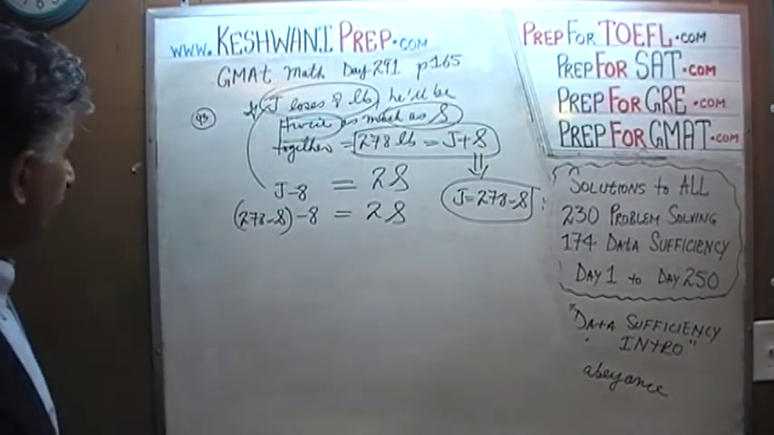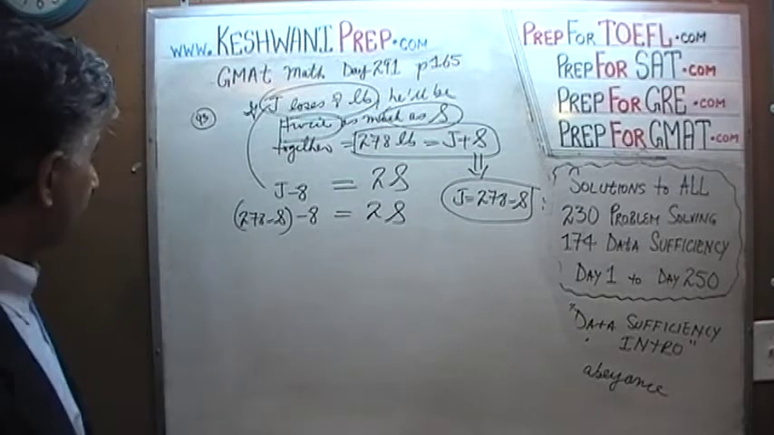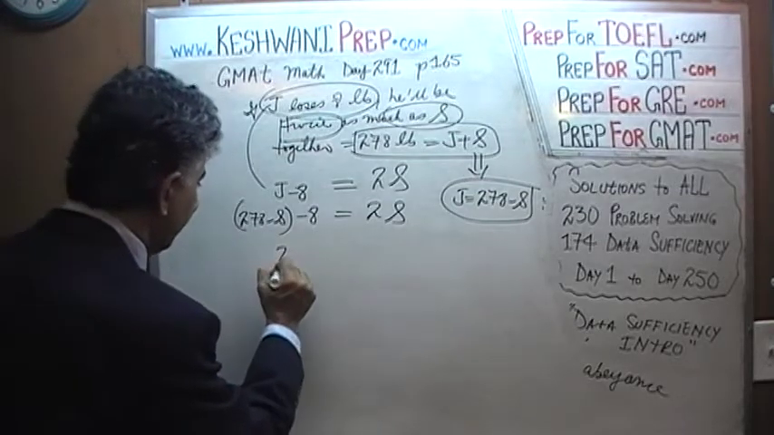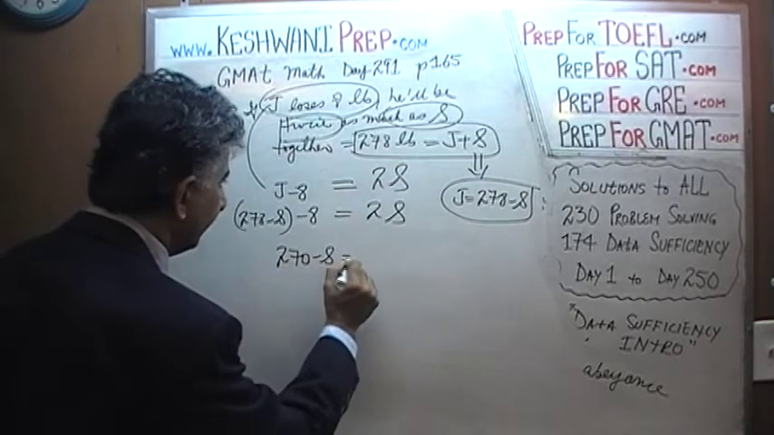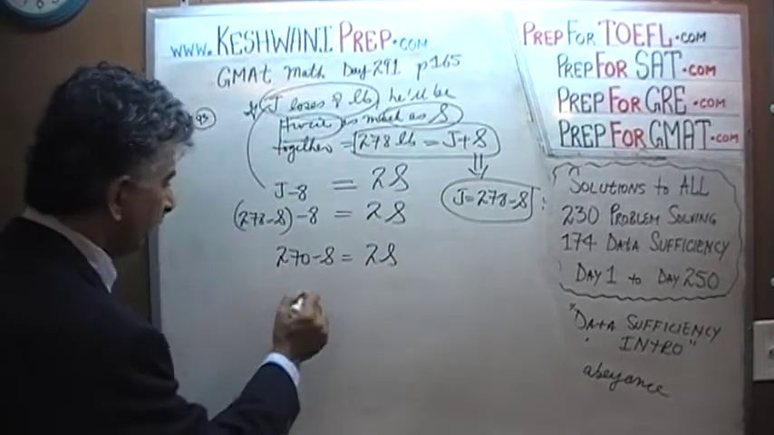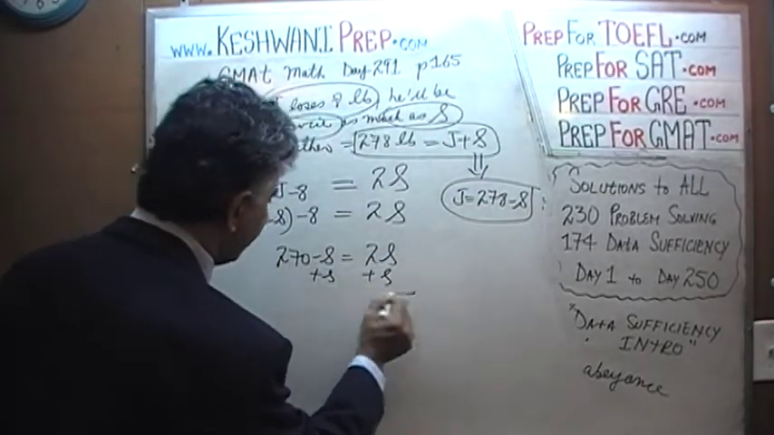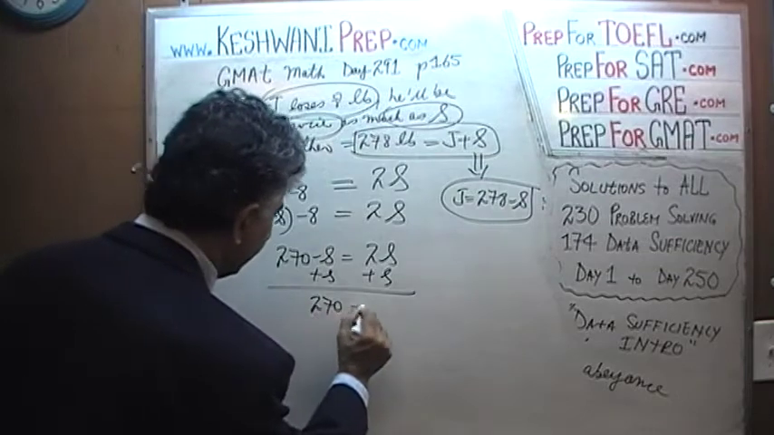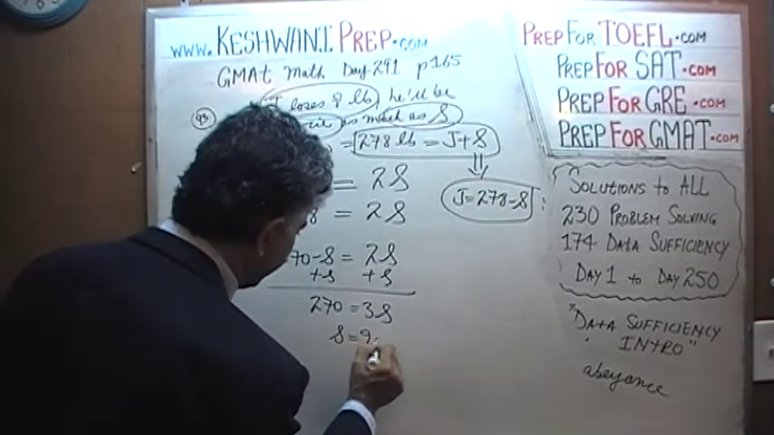That's it, we're done. We simply have to simplify. I just have to make sure that I don't mess up. 278 minus 8, that's very simple. That's 270 minus S equals 2 times S. I thought this is actually very simple. Add S to both sides and we will find that 270 equals 3 S's and therefore S equals 90.